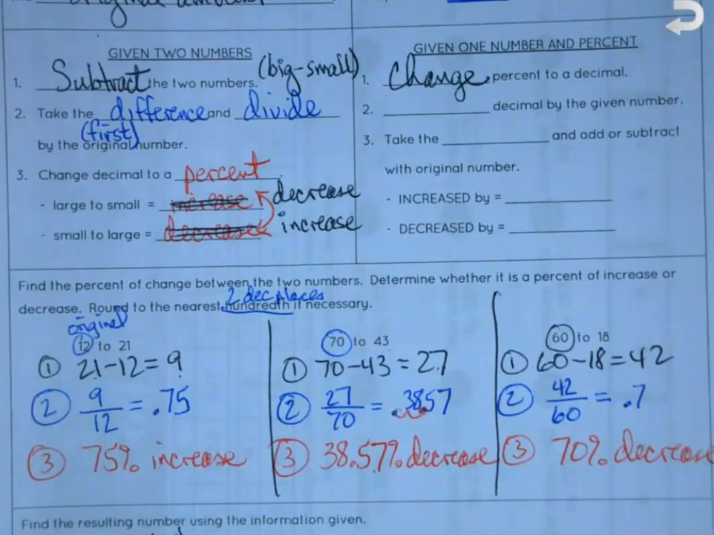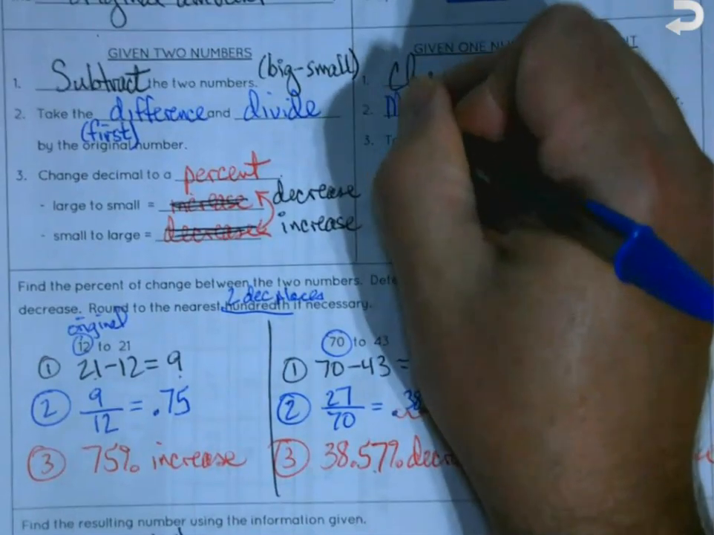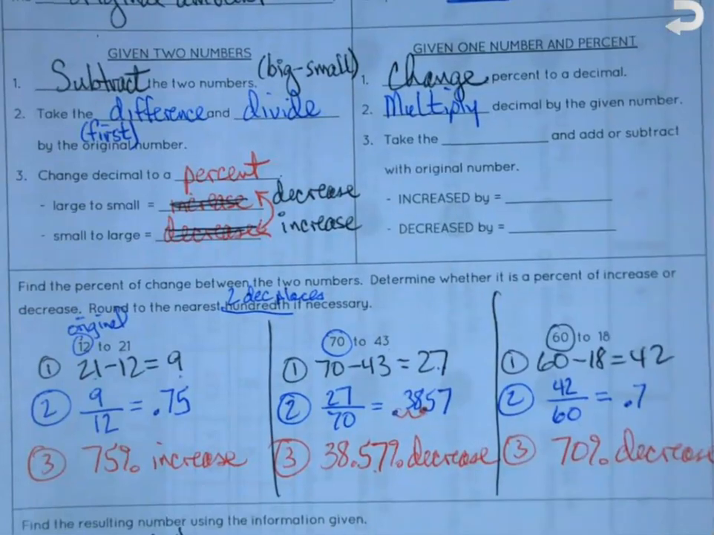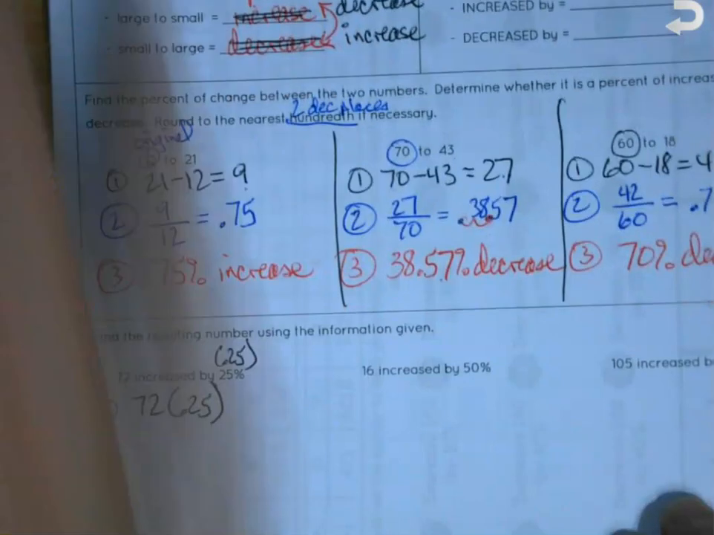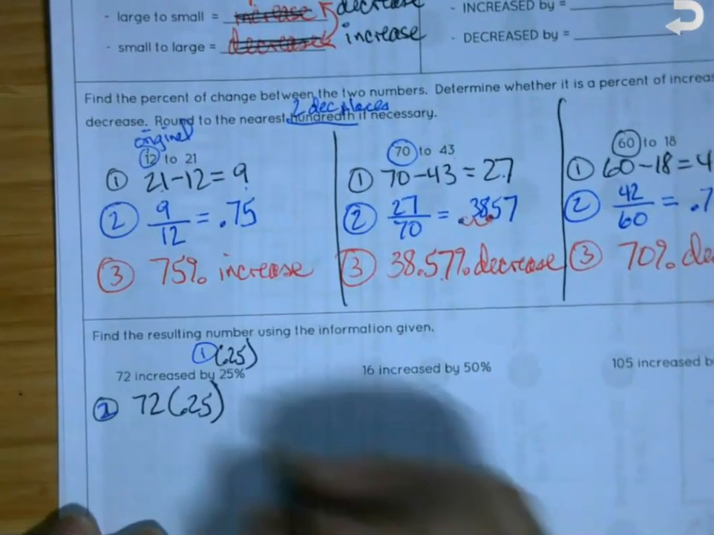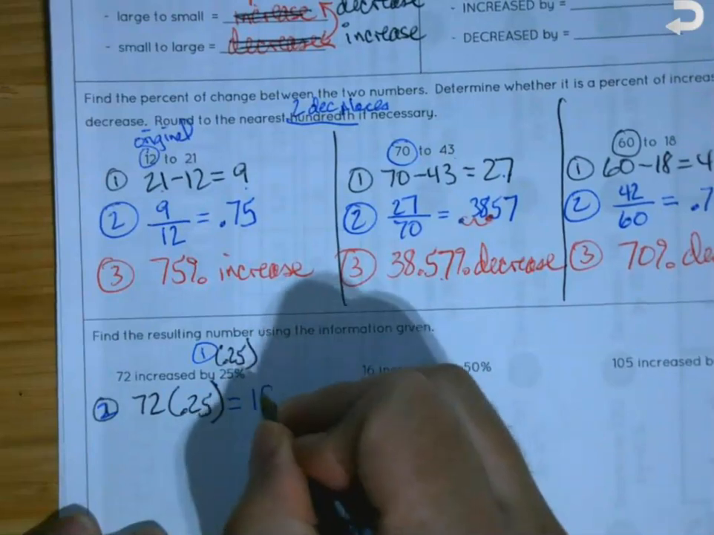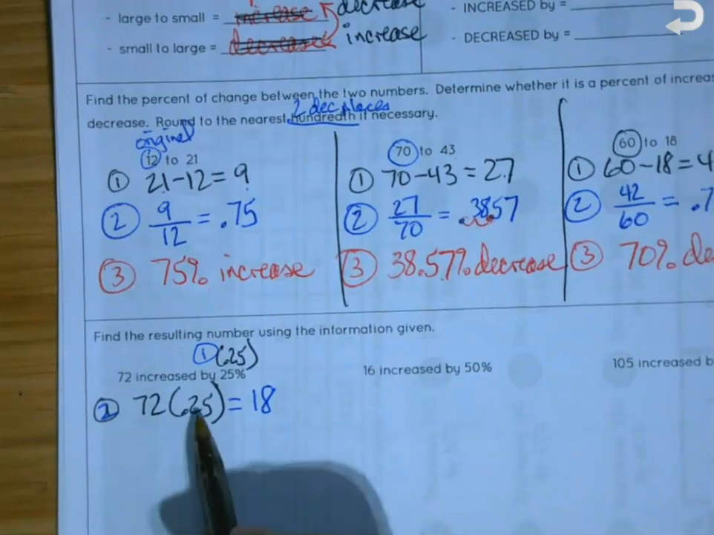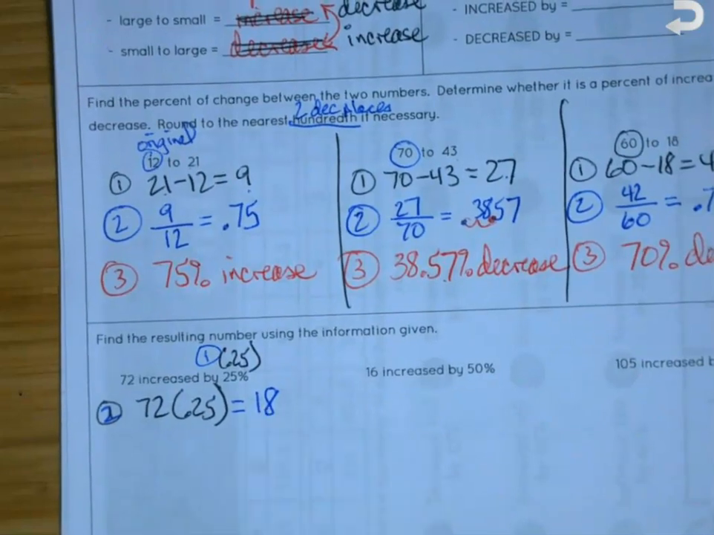Next, we are going to multiply the decimal by the given number. I started to do that down here. This is actually step 1. This would actually be step 2. So if I multiply those, I get 18. Okay? So 72 times 25% is 18.